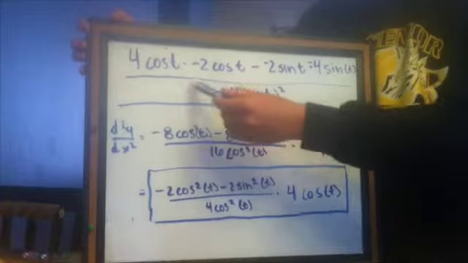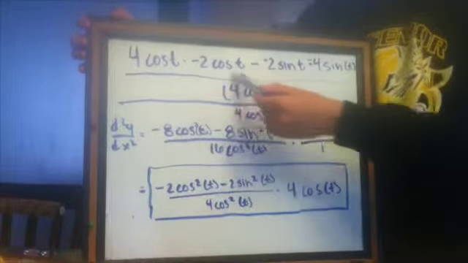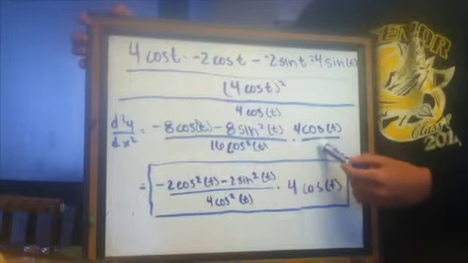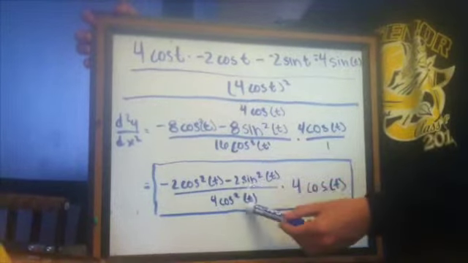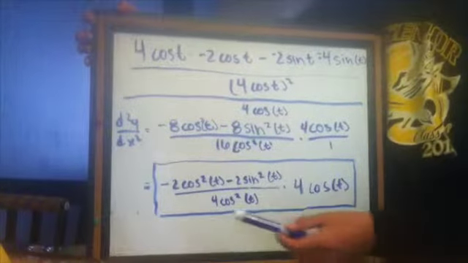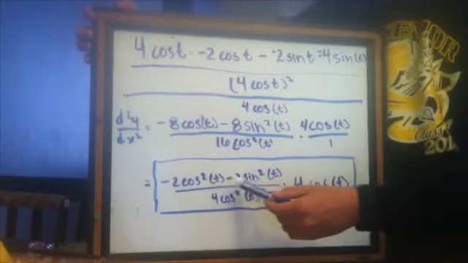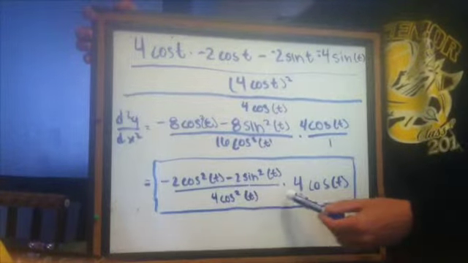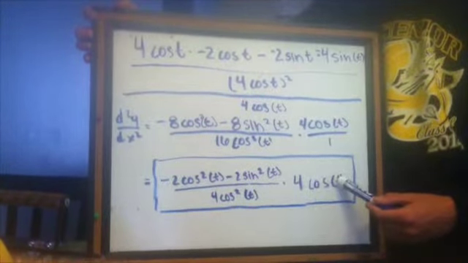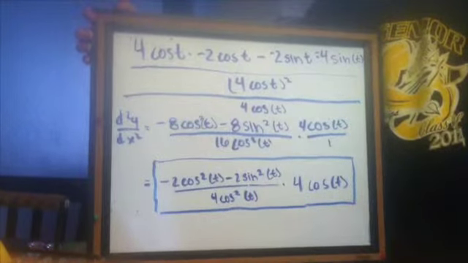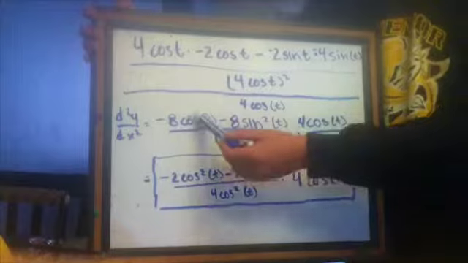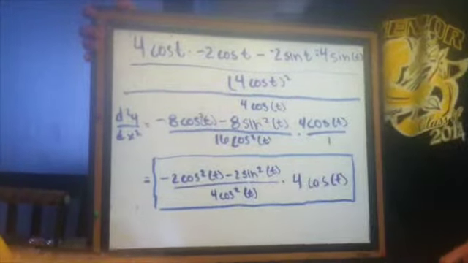As shown before, this is your first step. You have this all over this. Then you go to simplify through here. You simplify further, and you end up with 2 cosine squared t minus 2 sine squared t over 4 cosine squared t times 4 cosine t. If you look in the book, you'll find a different answer because we simplified in a different way. As you see, we have cosine squared and sine squared.